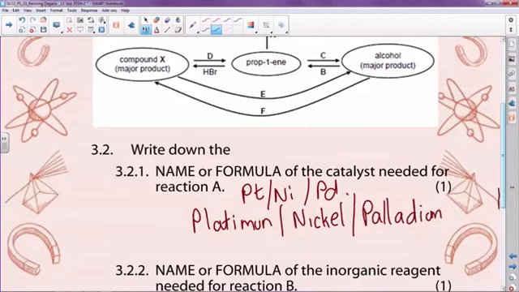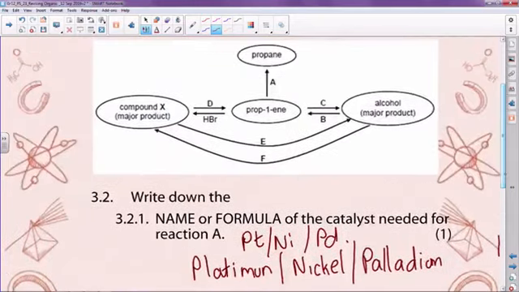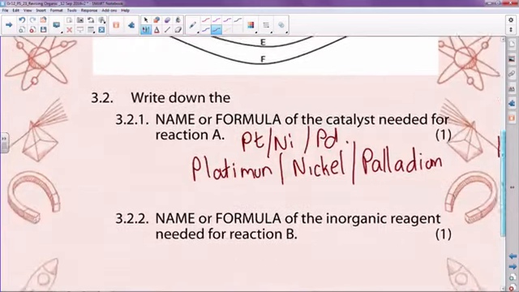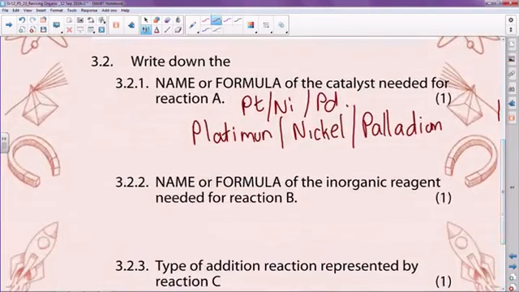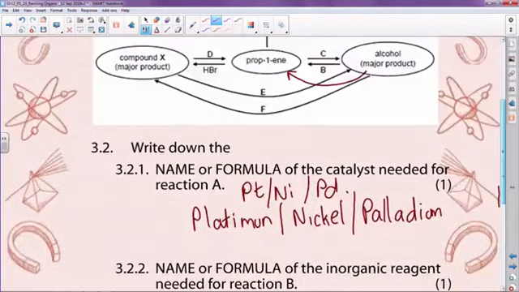Name or formula of the inorganic reagent needed for reaction B. Reaction B is going from the alcohol to the propene. That was the elimination. Whenever that happens, we're taking out water. The thing we use to take out water is sulfuric acid. Type of addition reaction represented by reaction C.